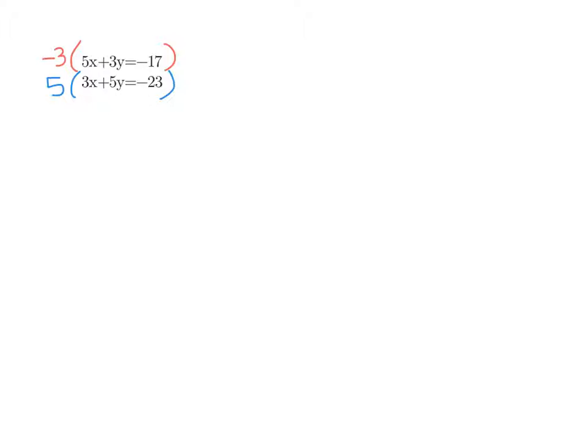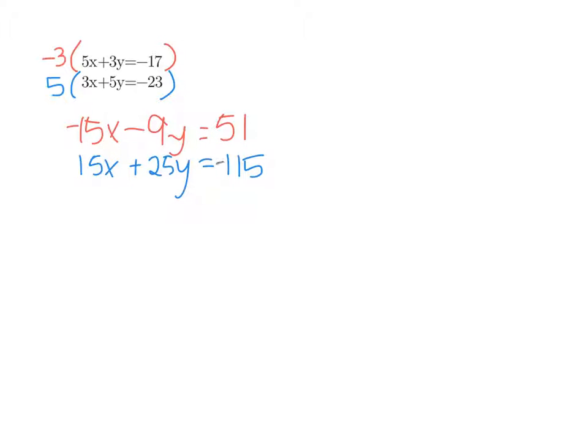Let's start with multiplying that top equation, the one that's in red. I'm going to multiply negative 3 by everything in that equation. That gives me negative 15x minus 9y equals 17 times 3, which is positive 51. And then I'm going to repeat that process and do everything in the blue. That gives me a positive 15x, a positive 25y, equals negative 23 times 5, which gives me negative 115.